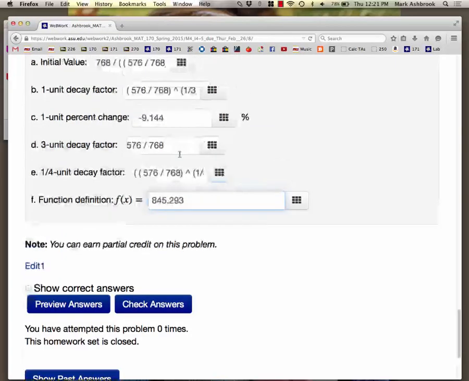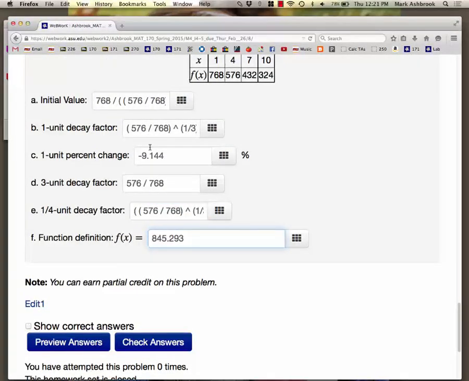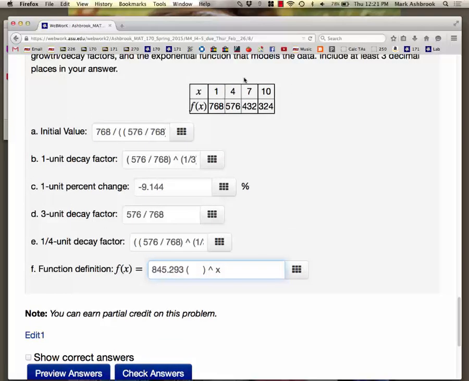845.293. I just want to use that because this is a little too messy for the function. All right, so then we're going to have something to the x. So the question is, we've got all these decay factors flying around. Which one are we going to use if my input is x, according to this table?